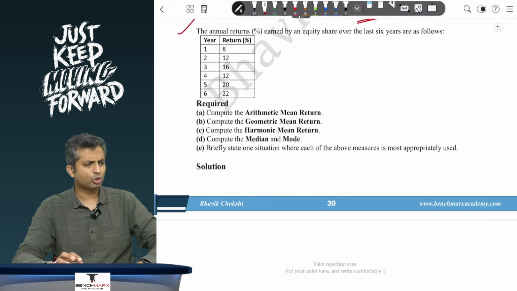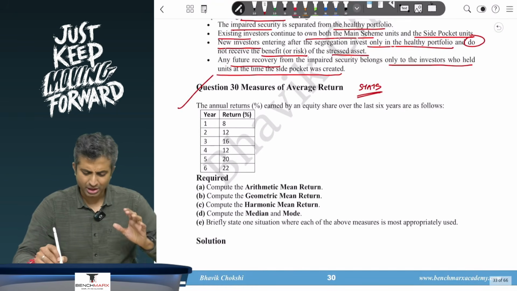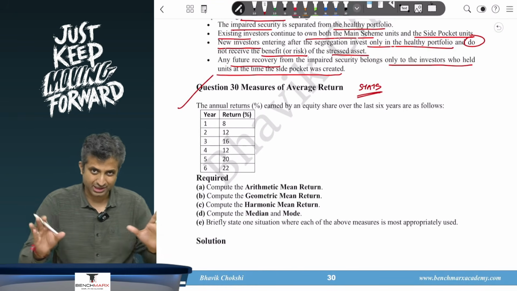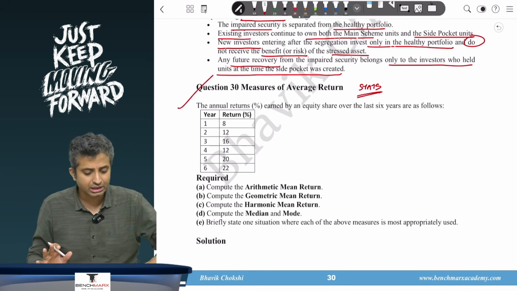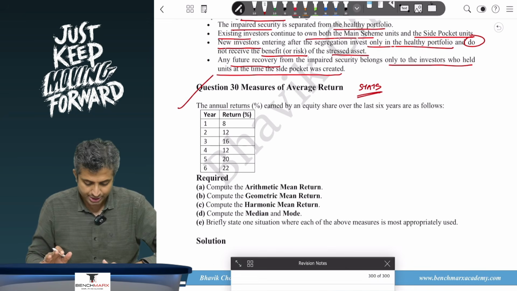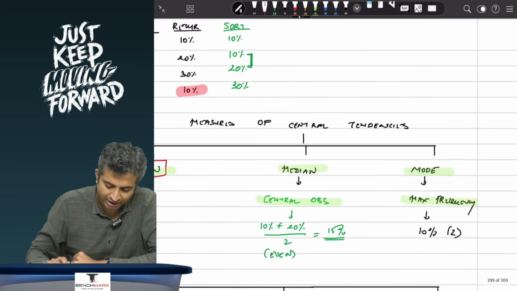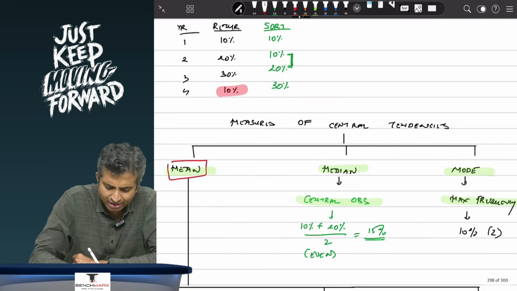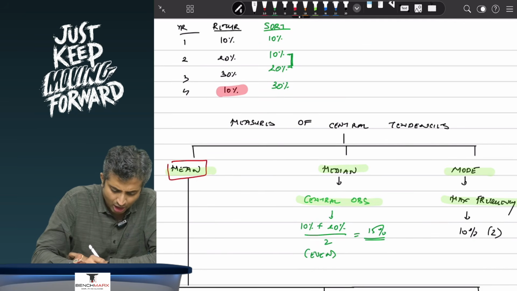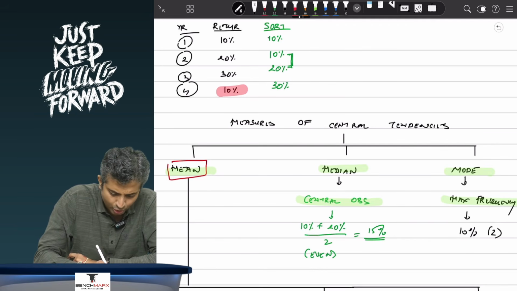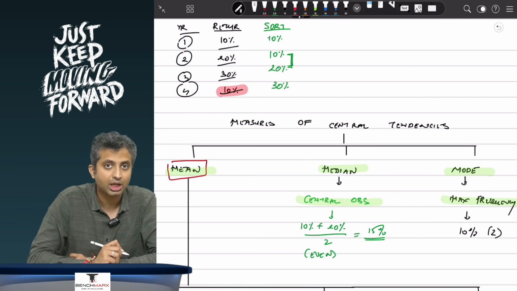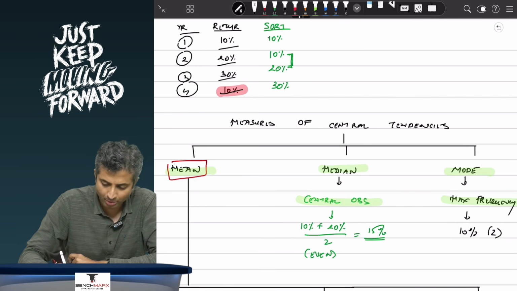So what I've tried to do over here is formulate an example where I'll first explain each of these terms and then come to this question where we can discuss each of these concepts as well. So over here, let us say there is a data set of around 4 observations. In years 1, 2, 3, and 4, you get returns of 10, 20, 30, and again 10. So these are your 4 observations.